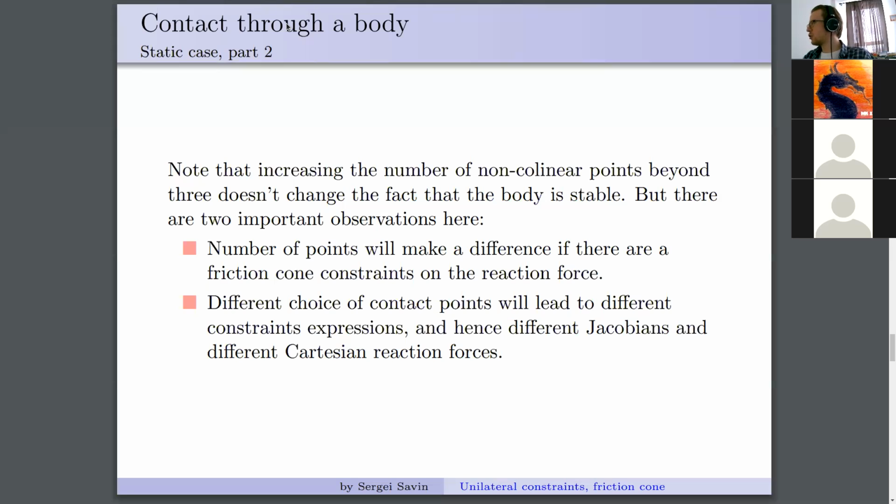Now, a different choice of contact points will lead to different constraint expressions, different Jacobians, and different Cartesian reaction forces. So what you get out of your mathematics will be different depending on what exactly you choose as your contact points. Often enough, when you describe robots, you would have a choice: describe it with 3 points, 4 points of contact, 5, 10, 20. This makes a difference, and you should realize that it also makes a difference in such objective things as Cartesian reaction forces.